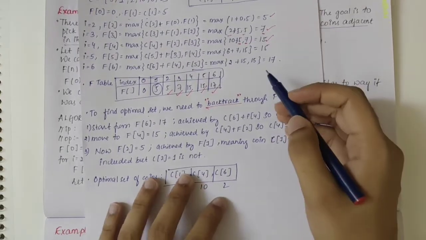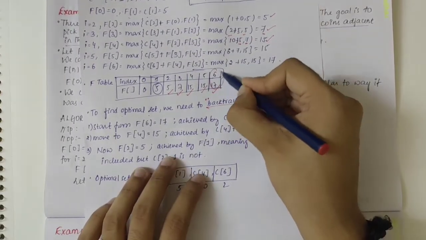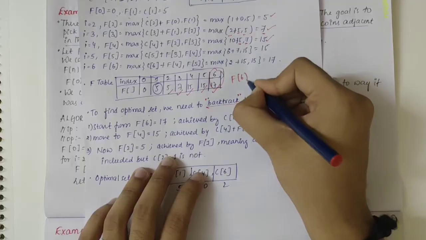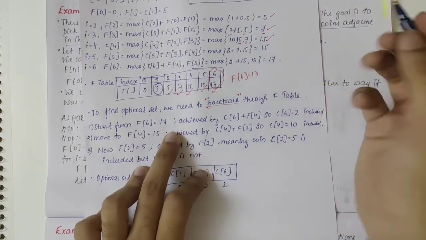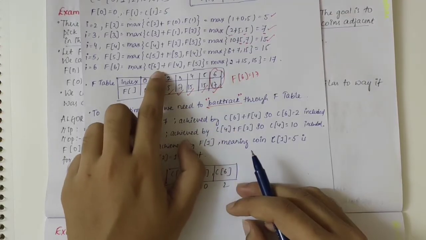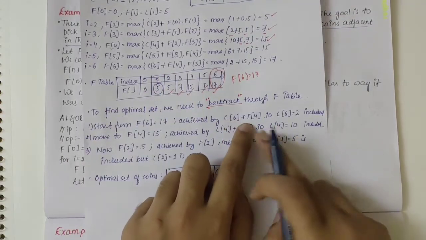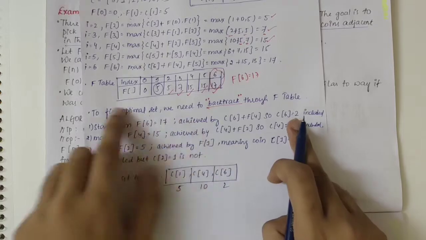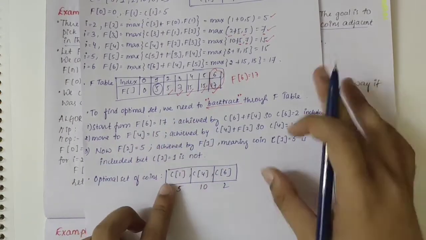Firstly, I'll start from this point. F of 6 is equal to 17, which is achieved by C of 6 plus F of 4. C of 6 is 2, so this is included here. So we keep it.